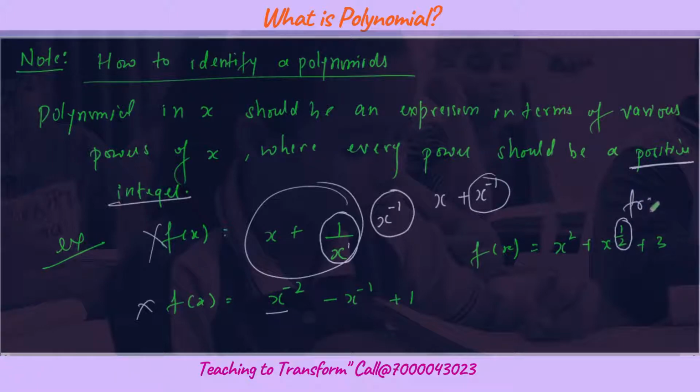So in the first case it looks like a positive power, but it is not. This is the reason it is not a polynomial. In the second case, it is clearly written that the power is a negative power, so it is not a polynomial. In case 3, the power is positive but it is a fraction. This is the reason it is not a polynomial, because to satisfy the definition of a polynomial, the power of a variable must be a positive integer.